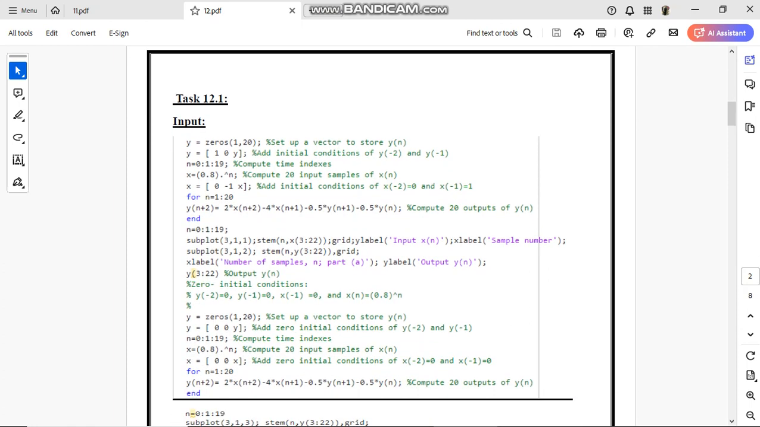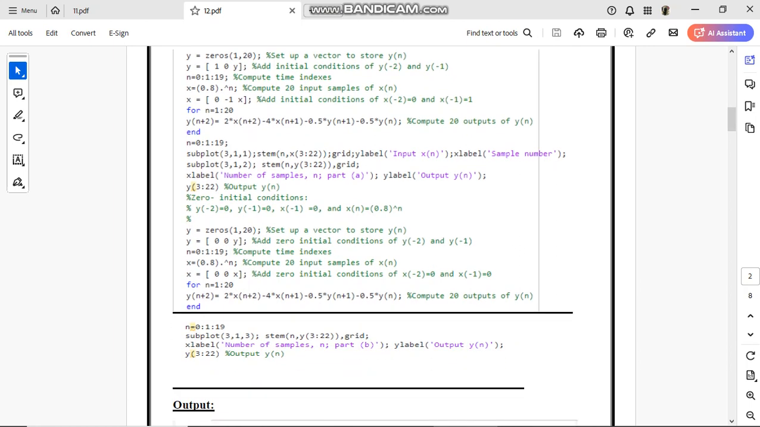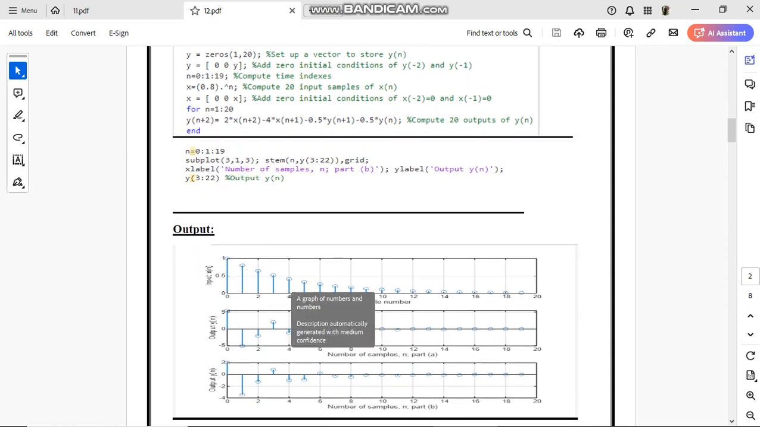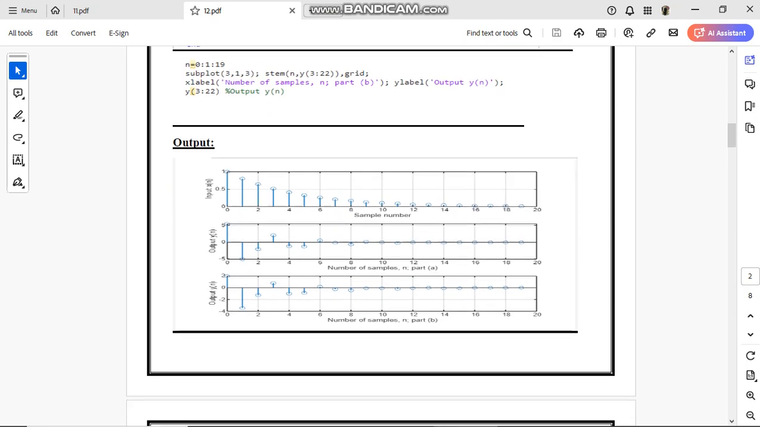Here I have used y3 for the output of y of n, with zero initial conditions of y minus 2 and y minus 1, then computed the time indexes, and then added zero initial conditions of x minus 2 equal to 0 and x minus 1 equal to 0, and then the output has been obtained, such as this one is for the number of samples n in part A and the number of samples n in part B.